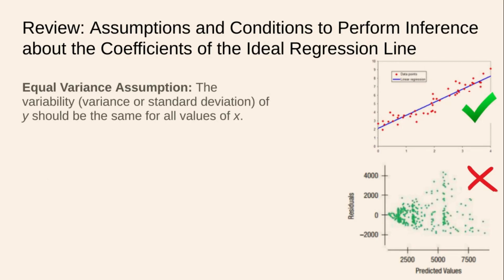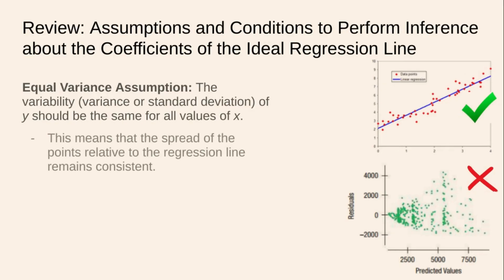We also need to assume equal variance, that is, the variability, whether we measure variance or standard deviation of y, should be the same for all values of x. And I explained last time that one way of understanding that is, let's say we could put straight line guardrails on either side, and the data would kind of stay within those guardrails. That's what equal variance looks like. The variance stays the same. It means the spread of the points relative to the regression line remains consistent.